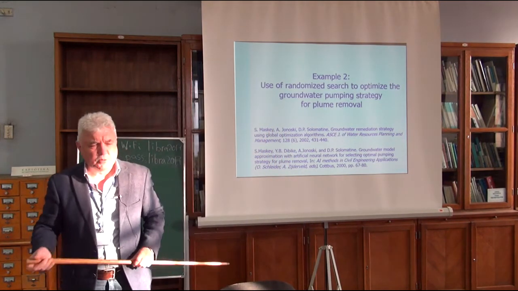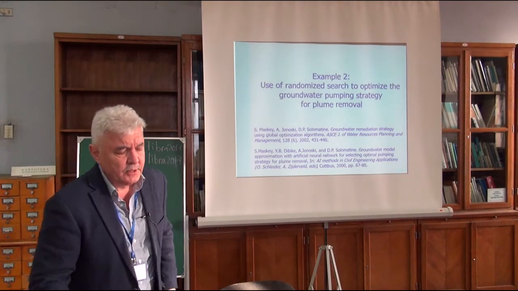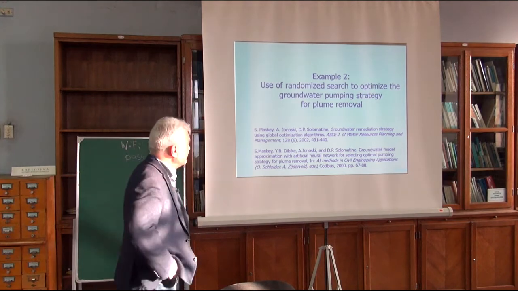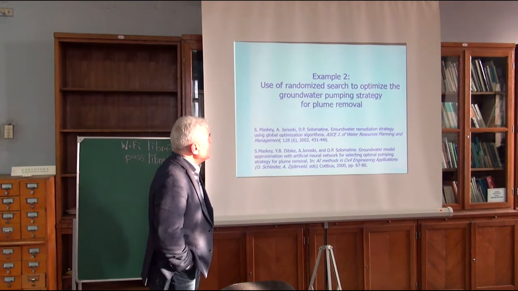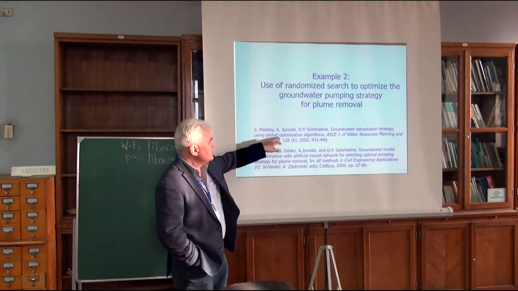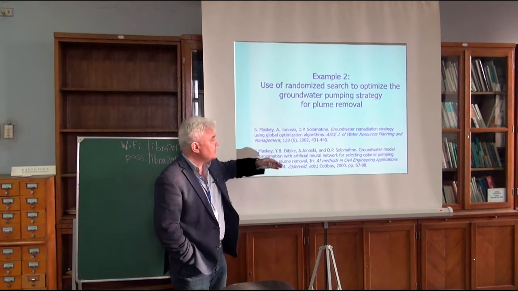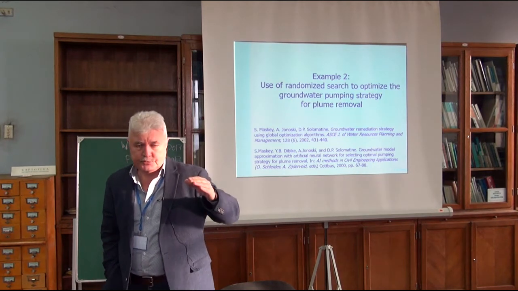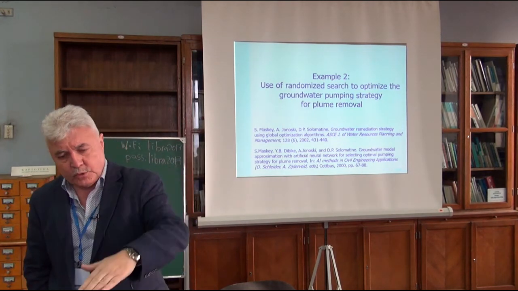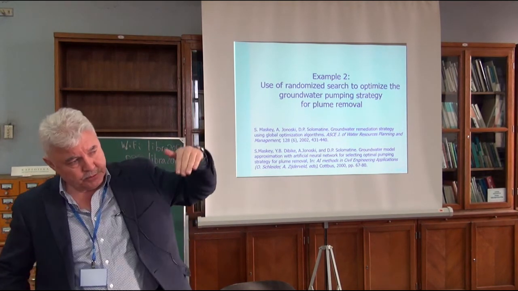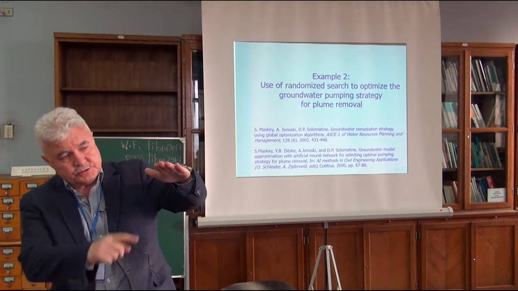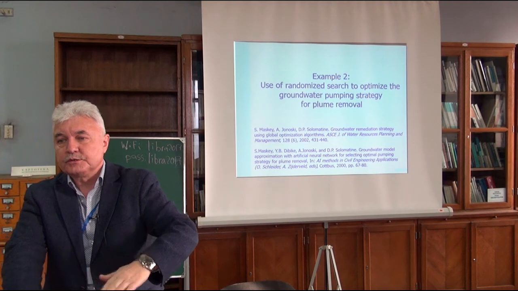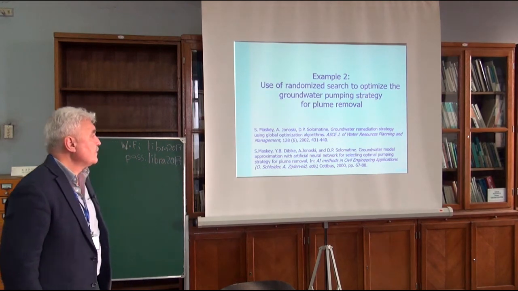The second example of using optimization algorithms is a groundwater pumping strategy for plume removal. We used the ACO algorithm that I have shown you. We call it a global optimization algorithm. Why global? Because it tries to avoid local minima. Local means if you have a function like this, this is a local minimum, but there may be a global minimum, which has a much better function value.